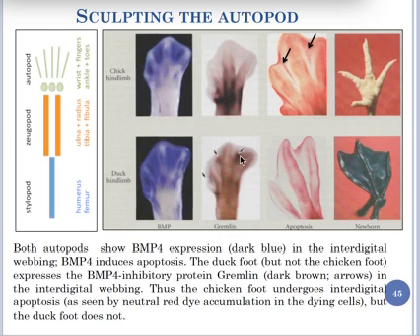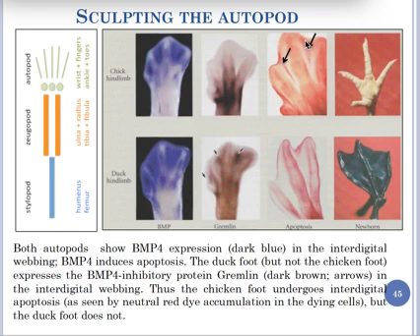By in situ hybridization, we can see it here in dark brown, pointed by these arrows in the duck hind limb. But in the case of the chicken hind limb, we can see that we don't have any Gremlin expression in the interdigital zones. So when they looked at the apoptosis or the cell death in these interdigital zones in both chicken and ducks, we can see that in the interdigital webbing of the chicken, we have lots of cell death.